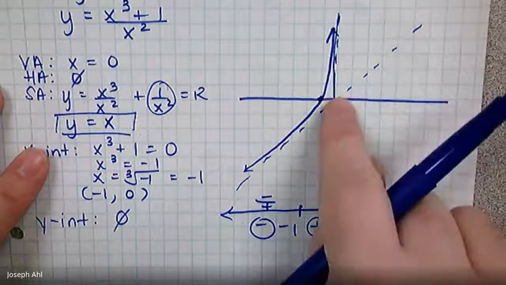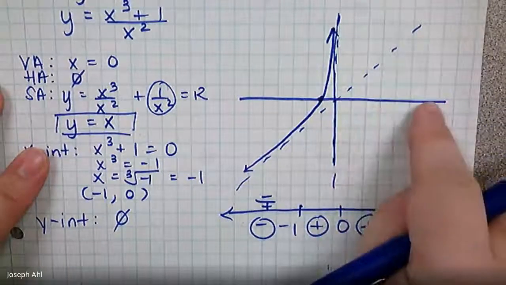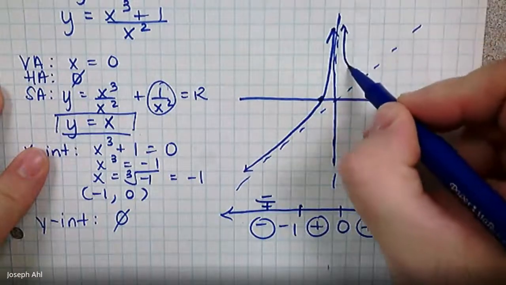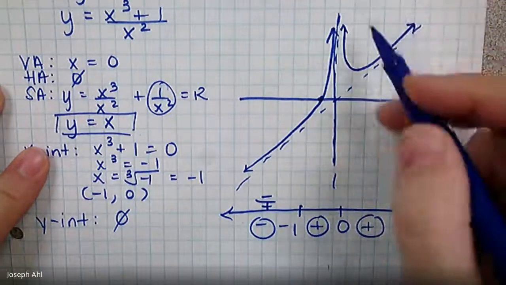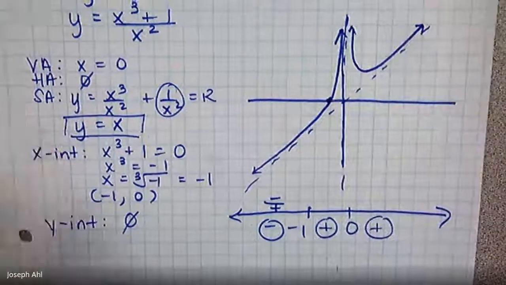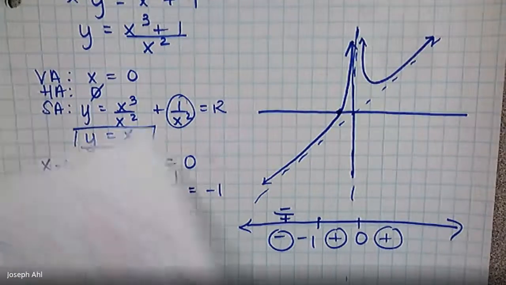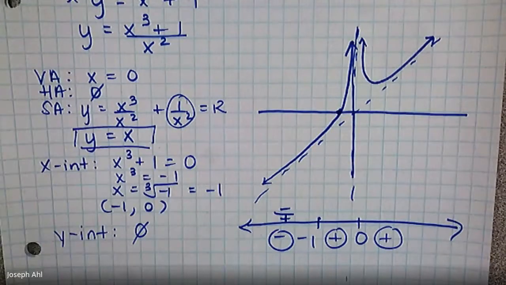Remember, the graph has no reason to hang out with the x-axis. There's no horizontal here. So it wants to hang out with the vertical and the slant asymptote. And that's, again, it's a really weird looking graph in the end, but when you put all the pieces together, that's what this sketch should look like.